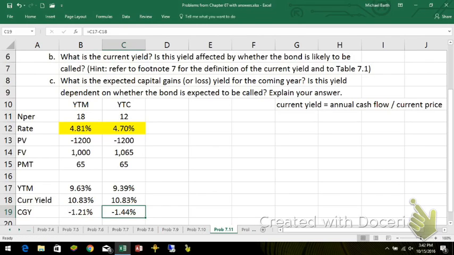What is the expected capital gain or loss? The capital gains yield on the bond, if you're assuming it will be called, is actually higher. So does this capital gains yield depend on whether the bond's expected to be called? Yes. So the current yield, no. The capital gains yield, yes.